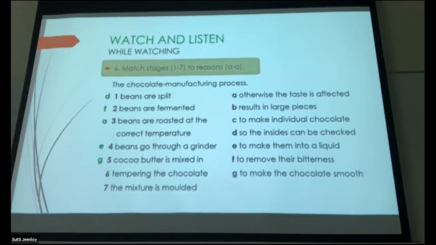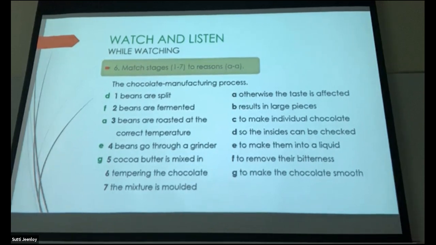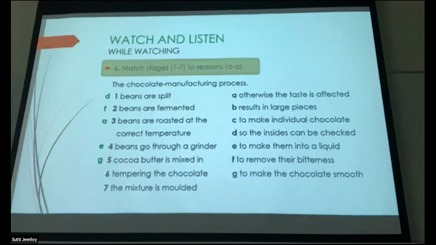Tempering the chocolate. Tempering the chocolate. Do you guys remember the process of tempering? They heat it, they cool it, and they reheat it, right?